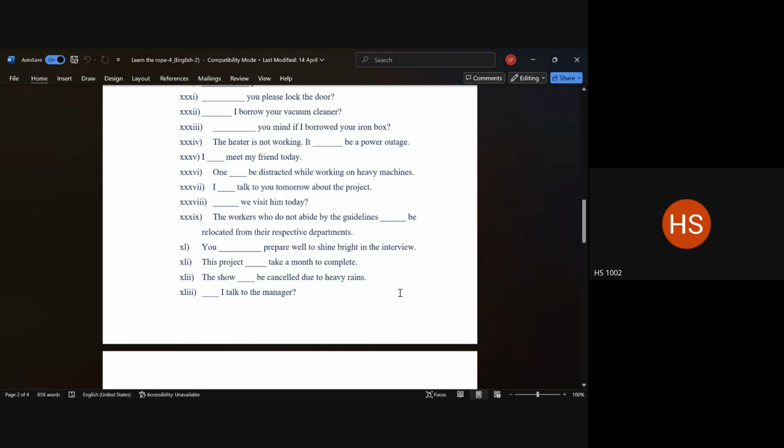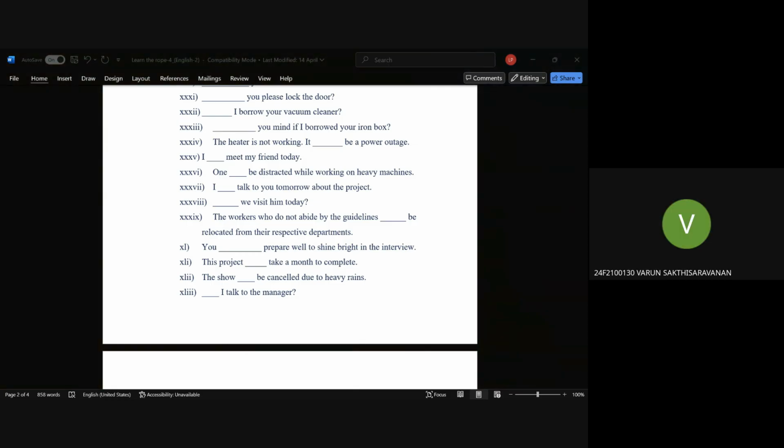Then, the workers who do not abide by the guidelines dash be relocated from their respective apartments. Should be. Will. Should be okay, should in the sense of suggestion. Will, threat. Will be a threat, yes, correct. Or you can use even shall to mean the same, because will and shall are mostly replaceable. Or you can also use the obligatory must, right? Must be. Necessity and obligation. Must. Okay.